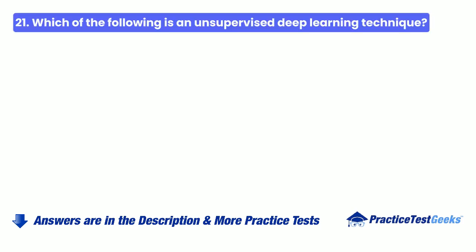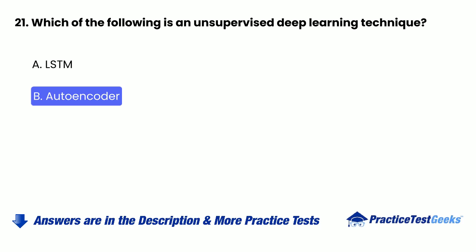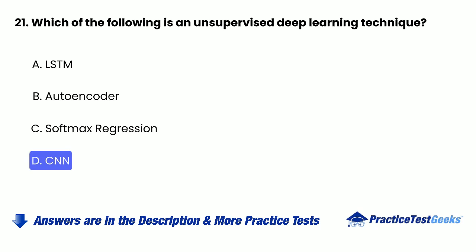21. Which of the following is an unsupervised deep learning technique? A. LSTM. B. Autoencoder. C. Softmax regression. D. CNN.